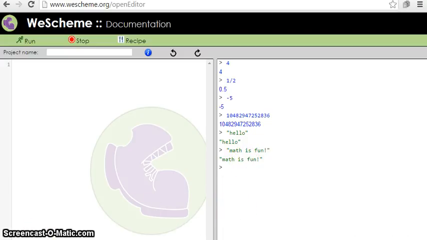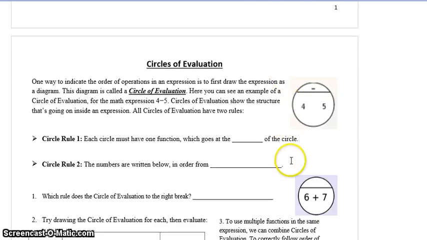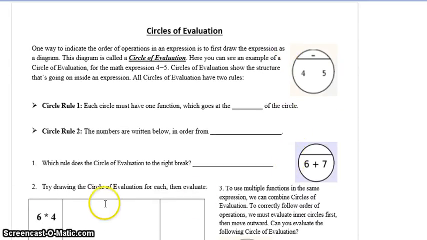So let's take a look back at page 2 in your lesson 2 packet and talk about circles of evaluation. So up at the top of page 2, it says one way to indicate the order of operations in an expression is to first draw the expression as a diagram. This diagram is called a circle of evaluation. Here you can see an example of a circle of evaluation for the math expression 4 minus 5. Circles of evaluation show the structure that's going on inside an expression.